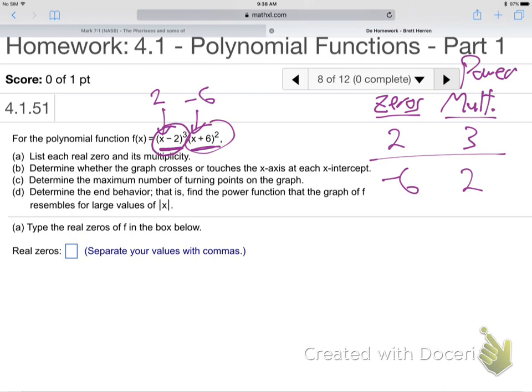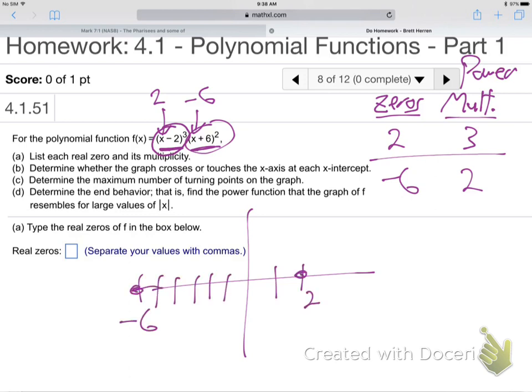Okay, so that means if you do the graph, only at 2 and only at negative 6 are the places where it's going to hit the x-intercept. You know what I mean? It can't touch it anywhere else, because wherever you hit the x-intercept, you're at a height of 0, right? All right, so let's keep going.